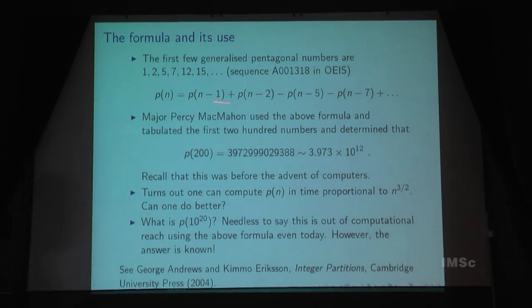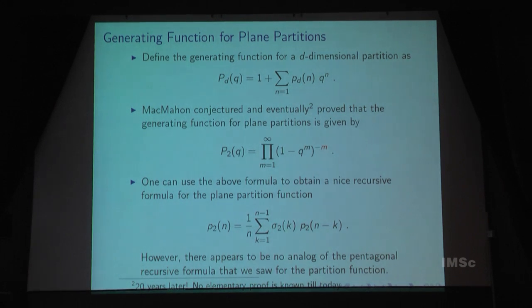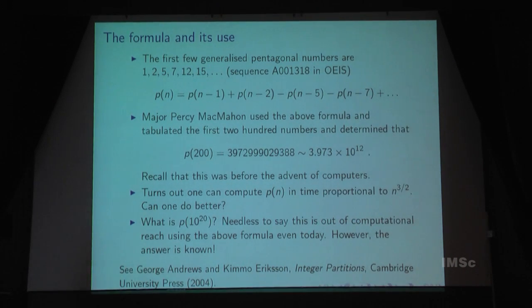So Major Percy McMahon actually computed the first 200 numbers, and he found that P of 200 was this large number, something like 4 times 10 power 12. So obviously you are not going to sit there and count them by enumerating them. That's not the way to go. Okay, and this is also from an algorithmic viewpoint. People who do theoretical computer science want to know the computational complexity of these things. For this particular thing, P of n can be computed in n power 3 by 2.